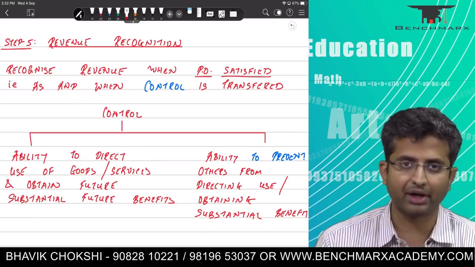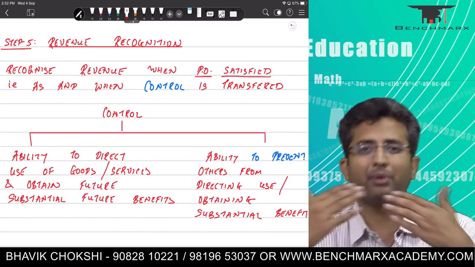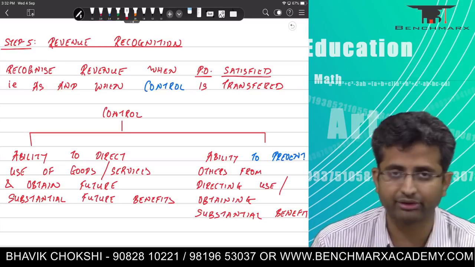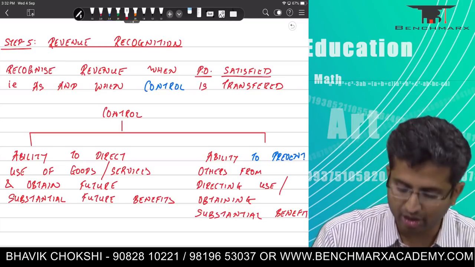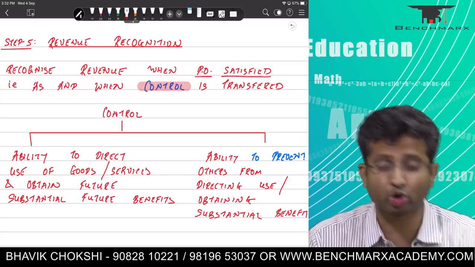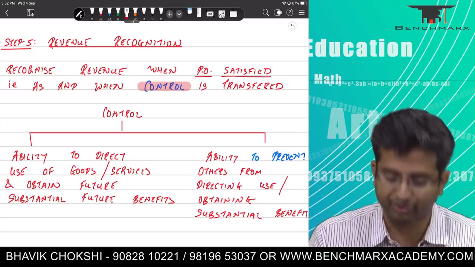You go to the last and final step, that is revenue recognition. When should you recognize revenue? When the performance obligations get discharged. That is when the control of goods and services gets transferred. How does the standard define control over here? It defines it not as risk and reward, not as ownership. It says it is the ability to direct the use of the asset and get benefits out of the asset.